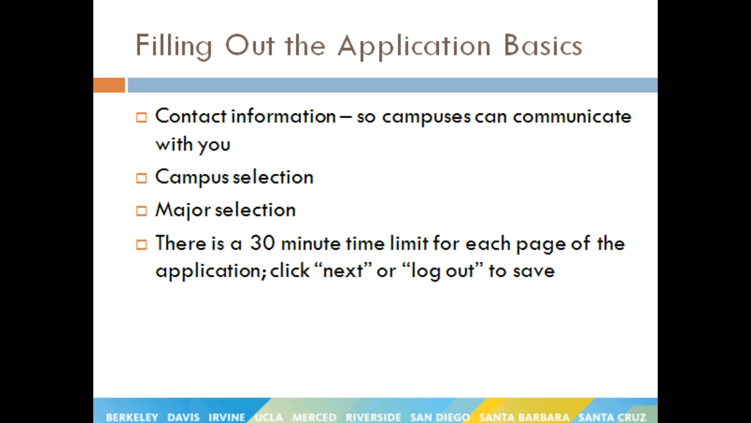The application will help walk you through selecting which campuses you're applying to, and each one will have a section for choosing your major. Some will give you an option for an alternate major, but others may not. Also be aware that there is a 30-minute time limit for each page, so make sure you're saving frequently.